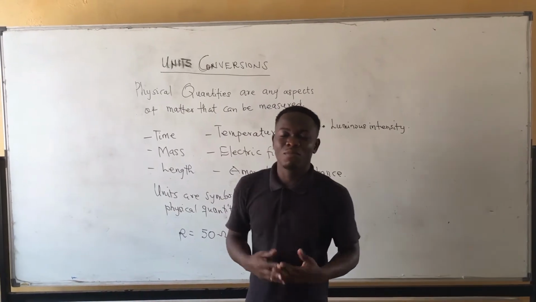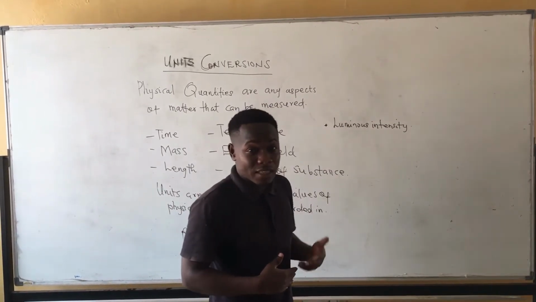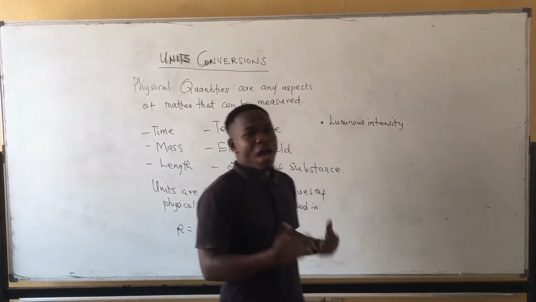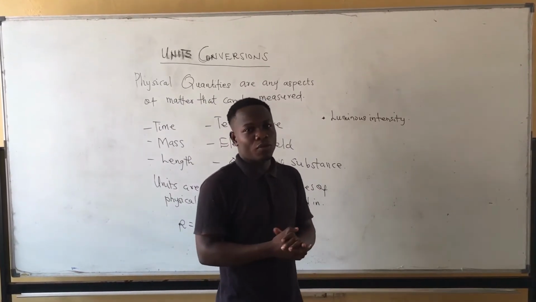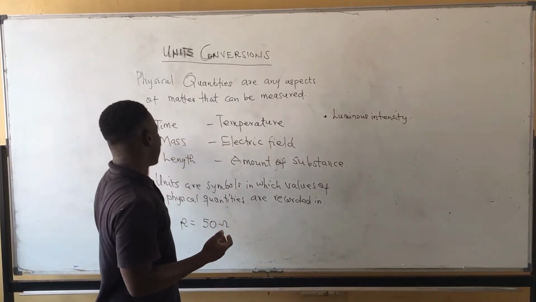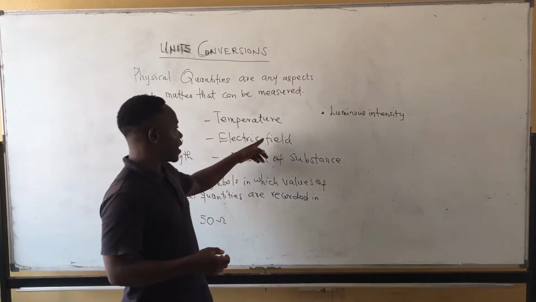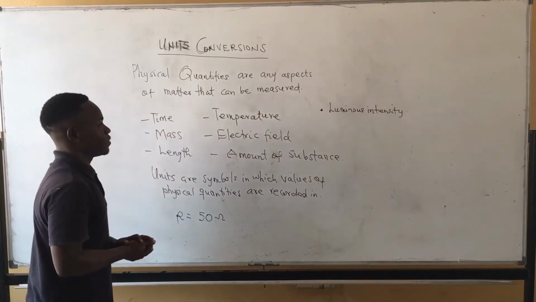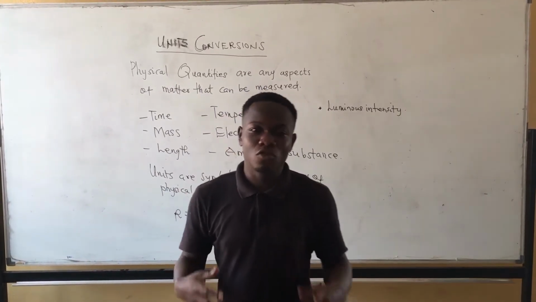You can't keep all the derived quantities in your head because even as science progresses, new physical quantities keep on coming. So we are glad that we have only 7 base physical quantities so that we can commit them to memory. The 7 base physical quantities are listed here: time, mass, length, temperature, electric current, not electric field, amount of substance, and luminous intensity.